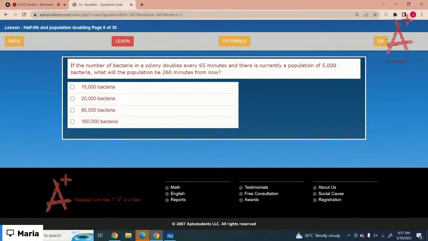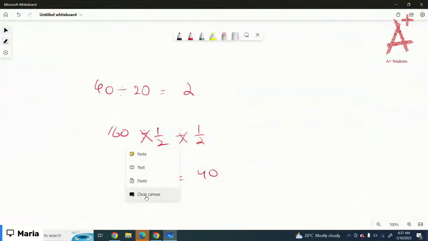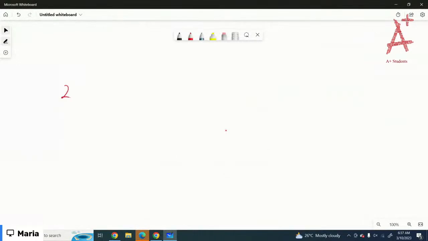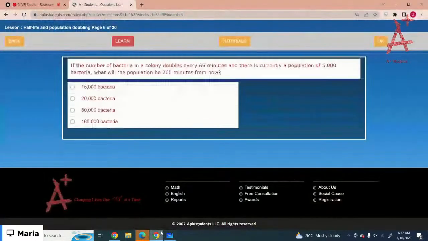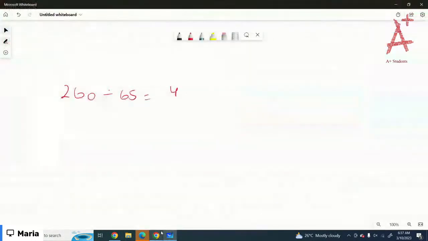If the number of bacteria in a colony doubles after every 65 minutes, and there are currently 5,000 bacteria, what would the population be 260 minutes from now? So 260 divided by 65 is, I think, 4. Let me just check. Yes, it is 4. That means in 260 minutes, they doubled 4 times.